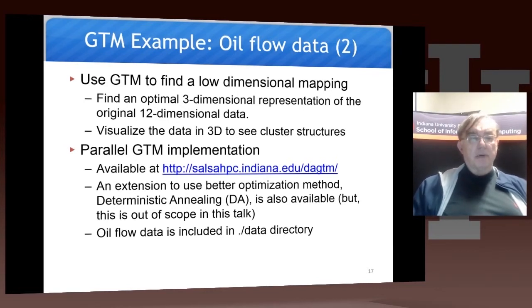GTM works well when you have vector spaces. It doesn't work when you only have distances. You need real vectors. And so it gets a nice 3-dimensional representation. And you can see the structure nicely. If you want parallel generative topographic mapping, we have that on our site, but that's not the purpose of this talk. That will be a different talk to describe how to use that.